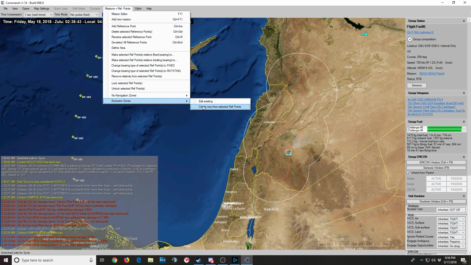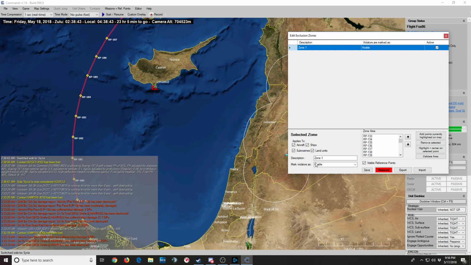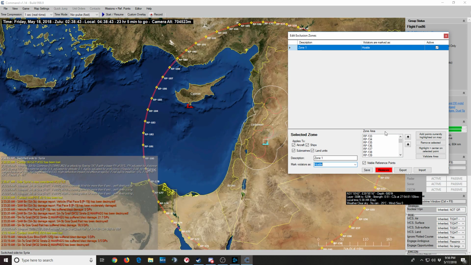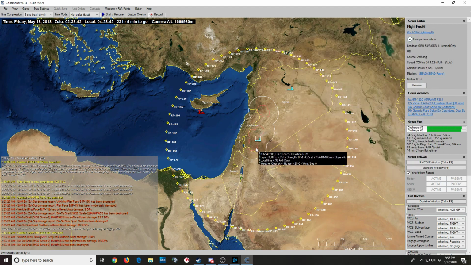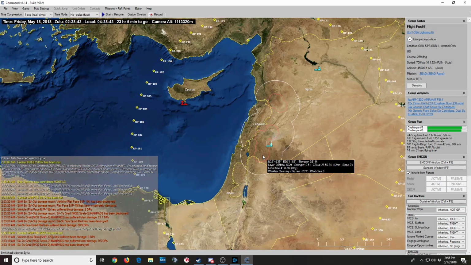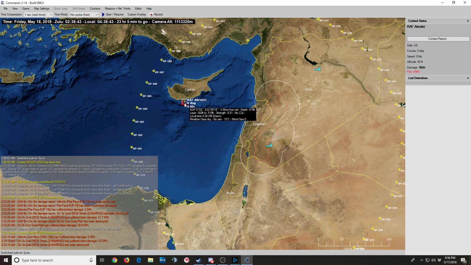So if you go back to the exclusion zone and edit, we could see here that this is the zone. If it comes past this zone and they see you, you're hostile. You could set this to other things like unfriendly, but the idea is that this zone, anything there is going to be mistaken as a target, even this base.